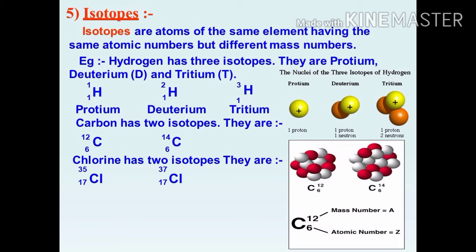Chlorine has 2 isotopes: chlorine 35, 17 and chlorine 37, 17. See, atomic number is the same, 17 and 17. Mass number is different. This is isotopes. Can you calculate the number of protons and neutrons?